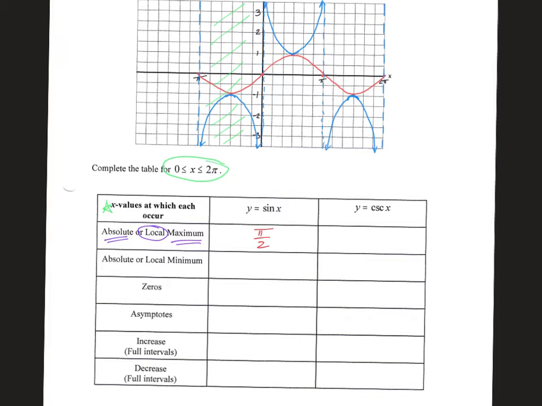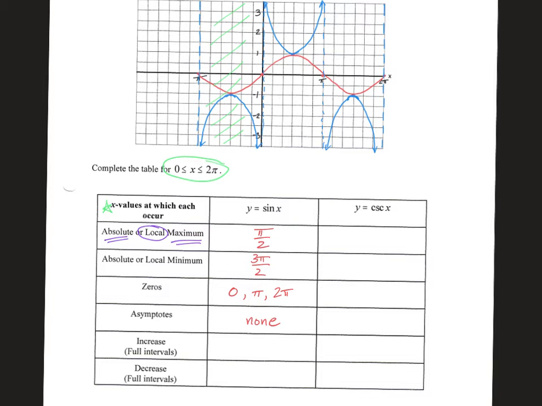If I go down, I state my minimum. I know my minimum occurs at 3 pi by 2. I know I have zeros at 0, pi, and 2 pi. There are no asymptotes, so there's none. And now I get into intervals of increase and decrease. And I'm going to ask you just to stop there for a second and we'll come back.